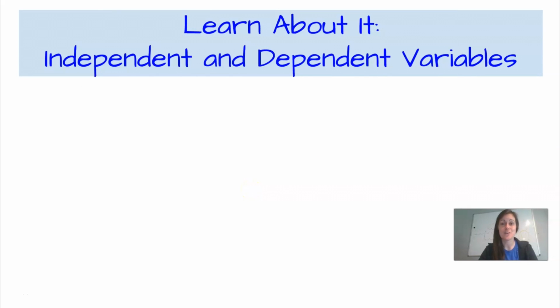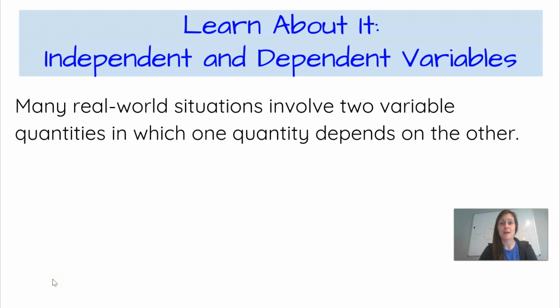And now we're going to learn about it. In this section, we're going to be learning about independent and dependent variables. In the Think About It task, we thought about situations where we depended on someone else. So keep that in mind as you learn about independent and dependent variables. Often in mathematics, we look at real-world situations, and those real-world situations can be presented to us through words, with a table, or with a graph. And those real-world situations have two variable quantities where one quantity depends on the other quantity.